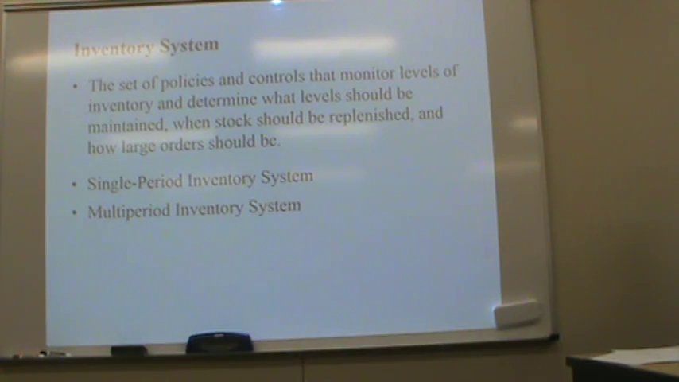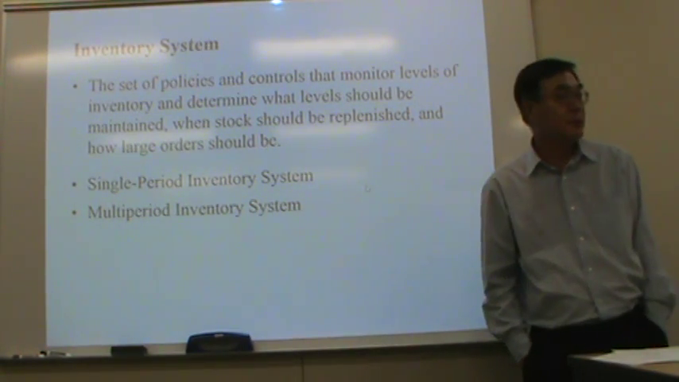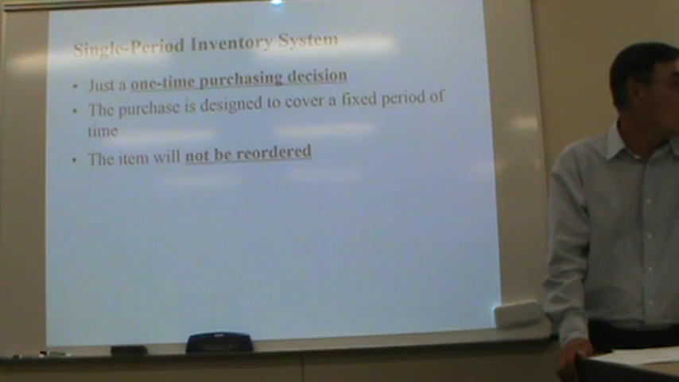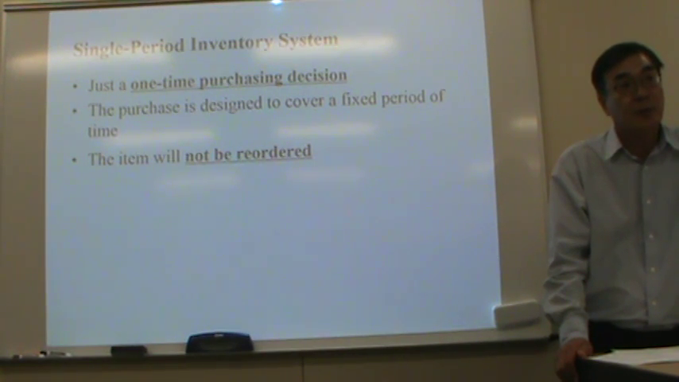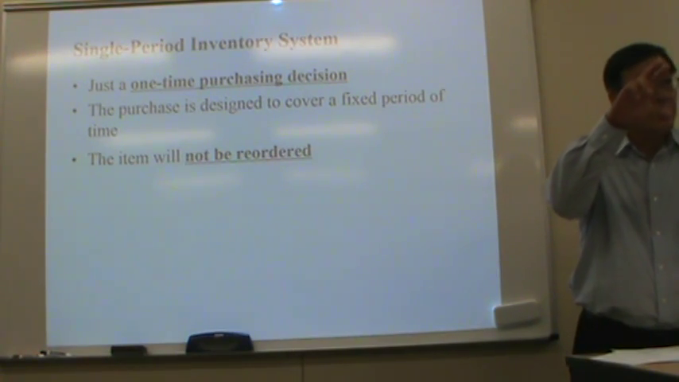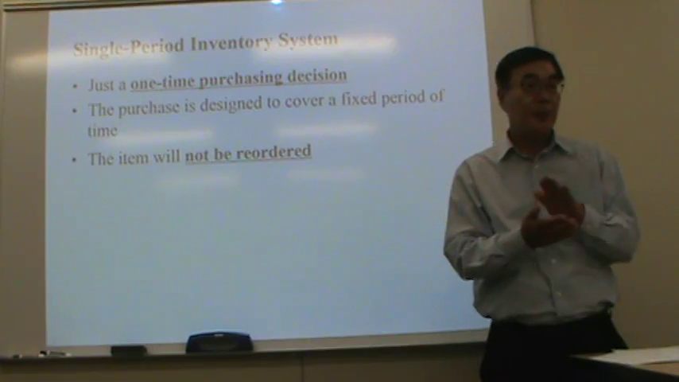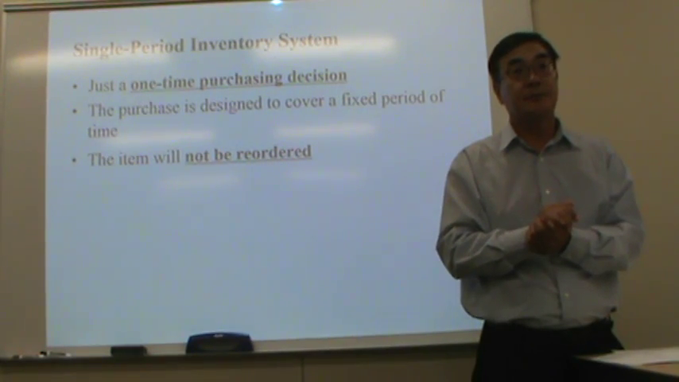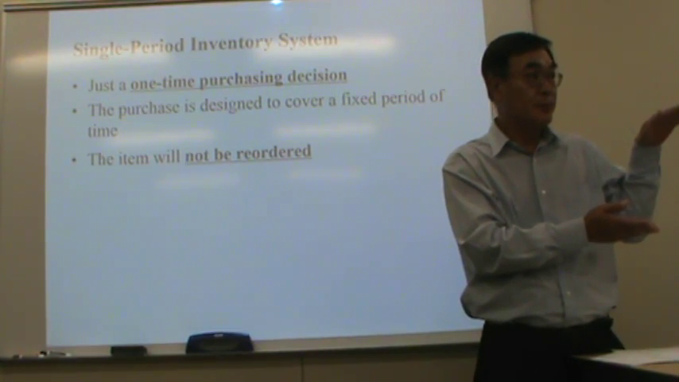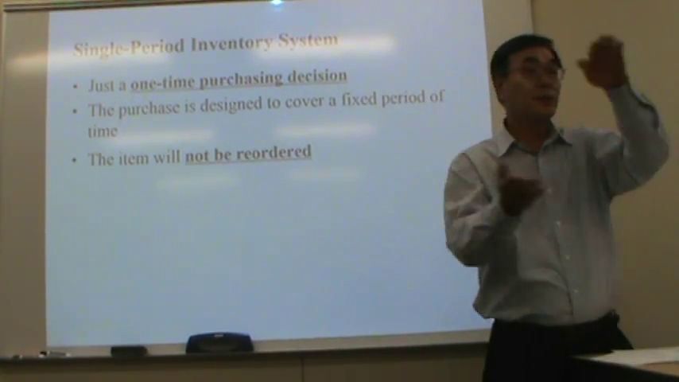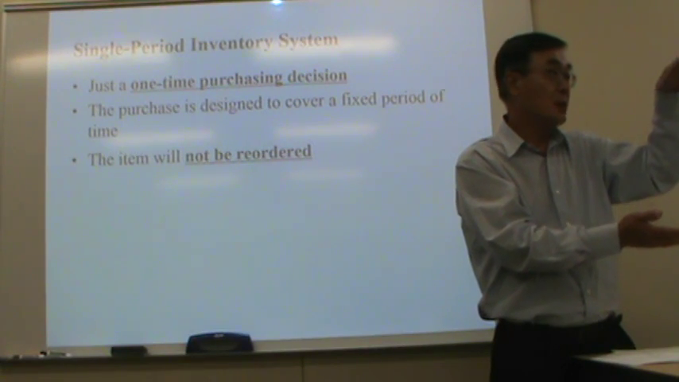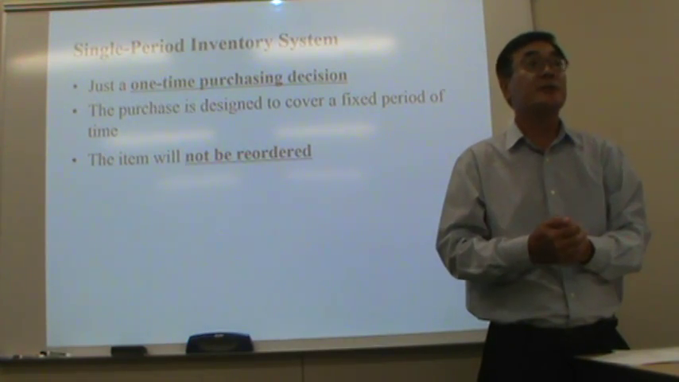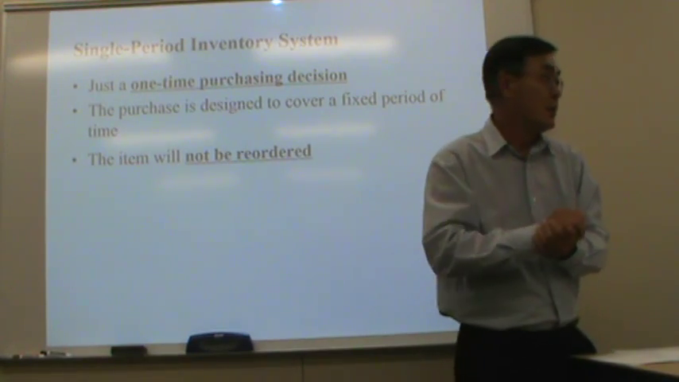There are 2 types, single period and multi-period. Single period is just a one-time purchasing decision. Decide inventory. By the way, inventory level is the same as order size. We need 1,000. Order 1,000, then we receive that 1,000. That is the inventory level, right? So the inventory system is the same as deciding order size.